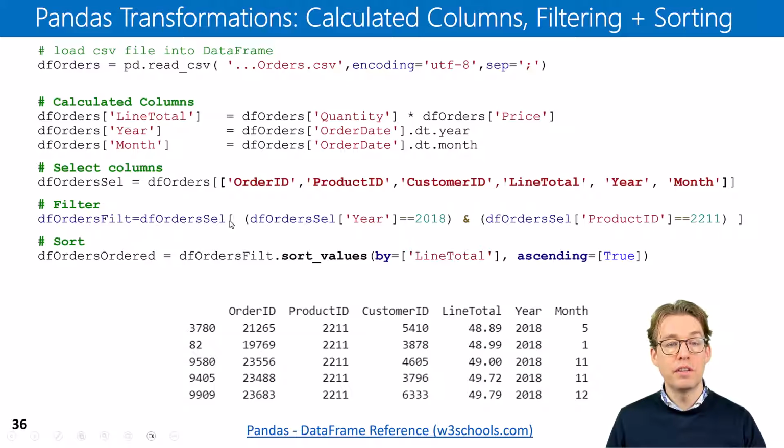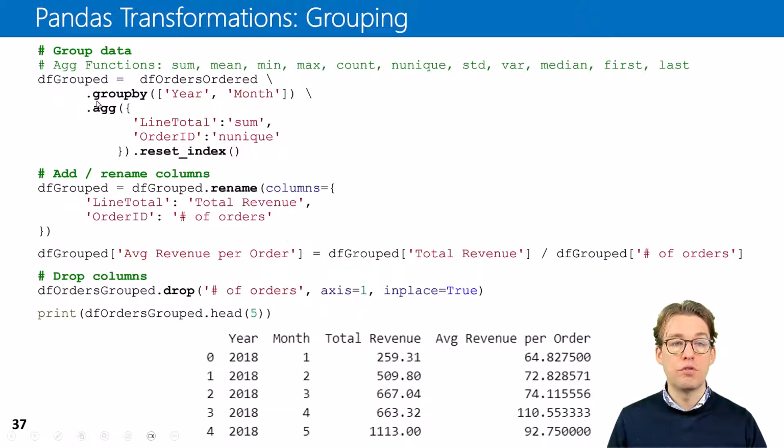You can also filter. Then in the square brackets, you can specify a predicate. And you can also sort by using sort values. You can also use the group by function to group based on year and month in this case, and use all kinds of aggregation functions like sum, mean, max, median, and so forth. And of course, you can also rename the columns afterwards. And you can also drop some columns if you like. And then you can print the end result and you get it like this.